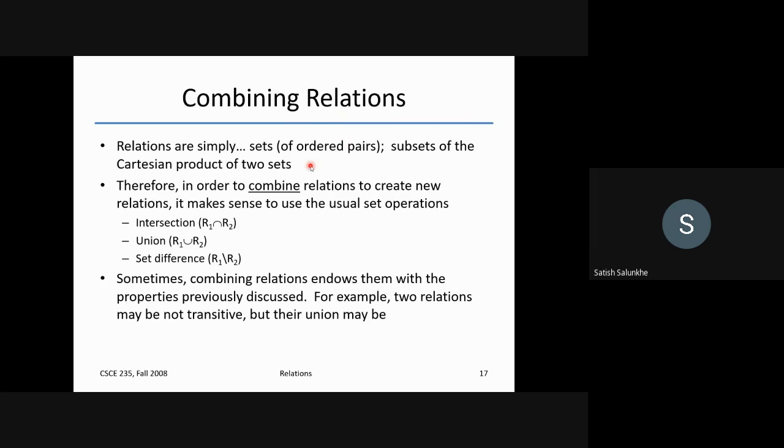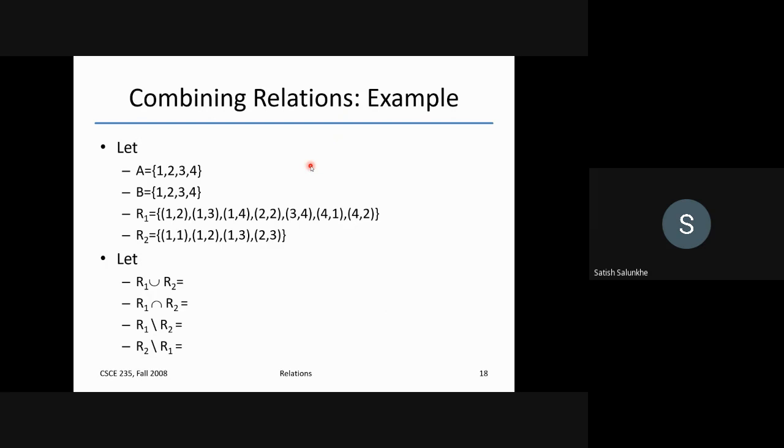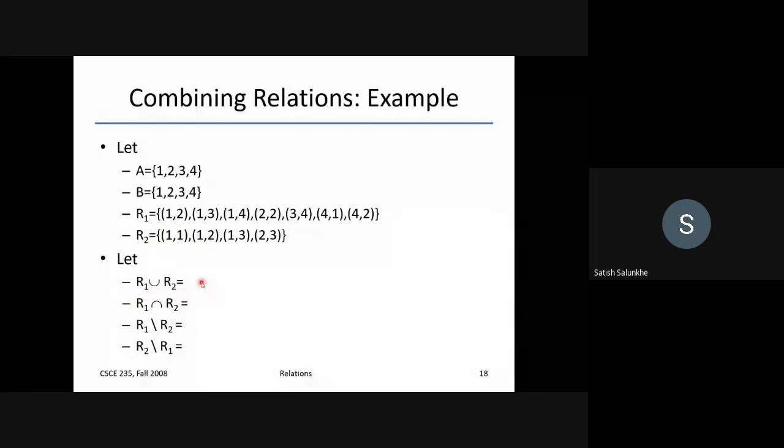So let us proceed ahead. Let us take an example. Let us say this is your set A, this is your set B, and there is a relation R1 like this, and this is relation R2 like this. It is a simple union operation, you just do R1 union R2. So let me know what will be the cardinality of R1 union R2.